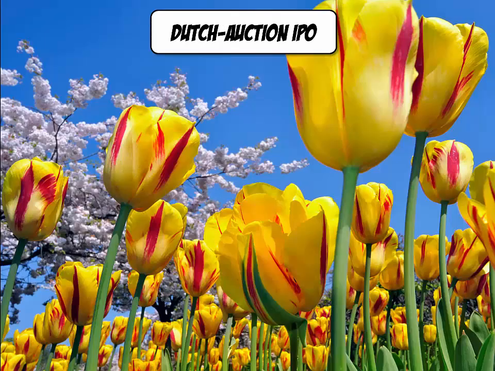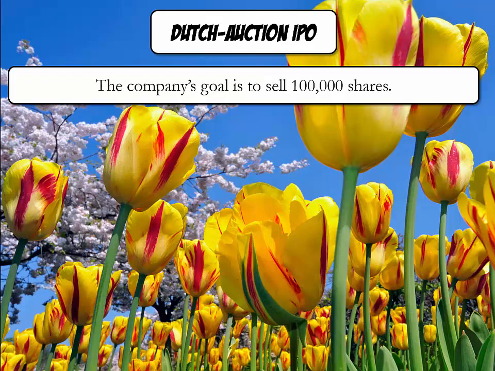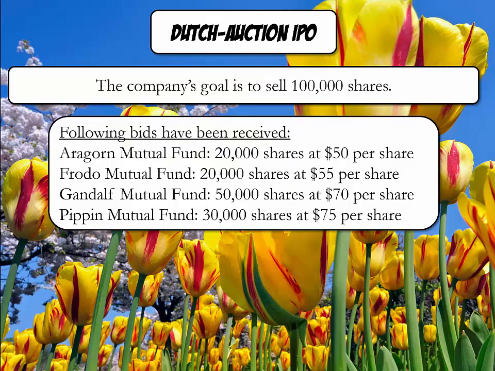Let's say a company wants to go public and its goal is to sell 100,000 shares. The following bids have been received. Aragorn Mutual Fund would like 20,000 shares at $50 per share. Frodo Mutual Fund put in a bid for 20,000 shares at $55 per share. Gandalf Mutual Fund put in a bid for 50,000 shares at $70 per share. And finally, Pippin Mutual Fund would like 30,000 shares and is willing to pay $75 per share.